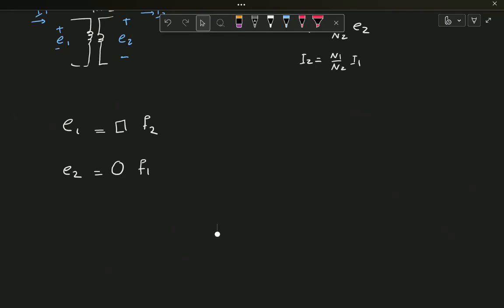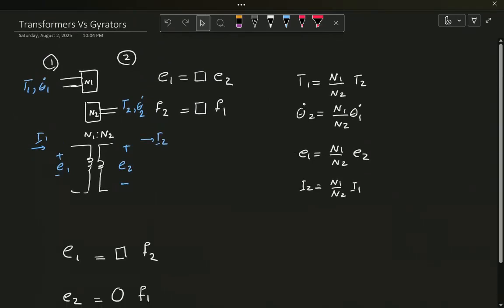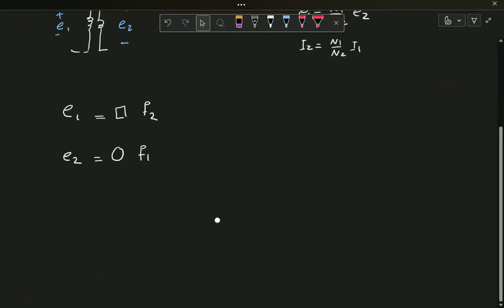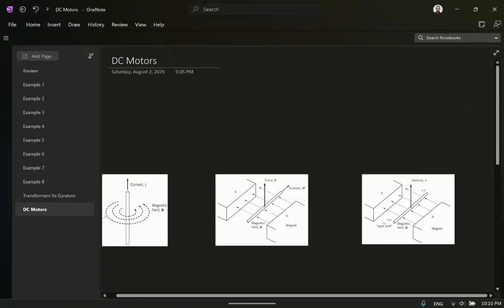So gyrators are different from transformers in a way that, if you remember, transformers were devices that connect the effort on the first side and the effort on the second side, and we have flow on the second side and the flow on the first side. Here we have the effort on the first side and the flow on the second side, and also effort on the second side, flow on the first side. So with that in mind, let's go and talk about DC motors a little bit.